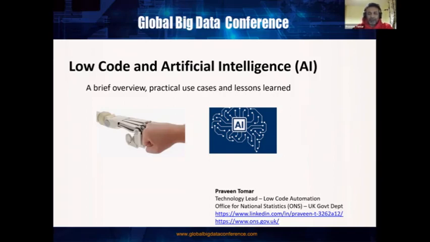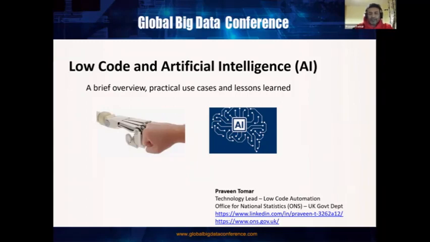So I'm Praveen Tomar. I'm currently working as a technology lead in the low code automation department for the Office for National Statistics. It's a UK government department, and I have roughly 20 years of experience. The first 10 years were primarily as a Java programmer and coder. But the last 9 to 10 years are heavily in automation, and the last 6 years especially in low code automation, intelligent automation. So I will talk about low code automation in detail.